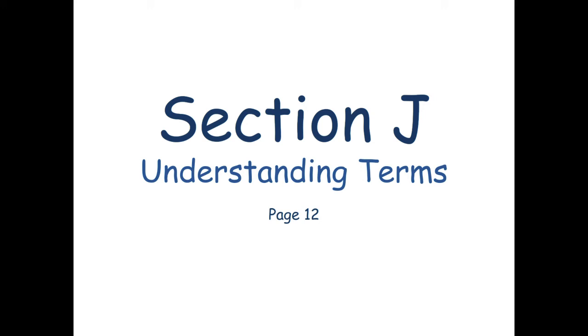We're now in section J, understanding terms, on page 12. So for example, over here, let's say we have 5 tables and 2 chairs. 5 tables and 2 chairs would represent 2 different terms. One term would be 5 tables, and the second term would be 2 chairs.